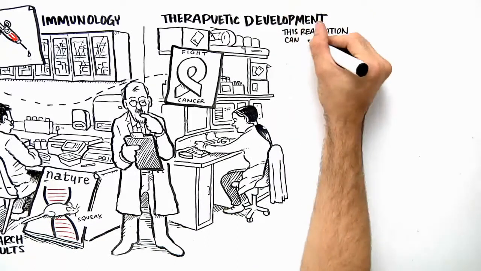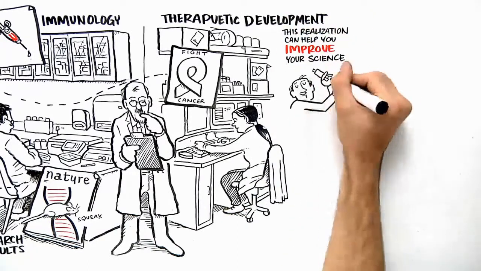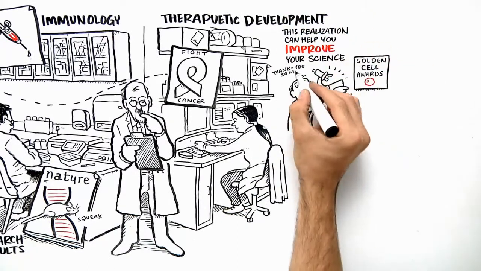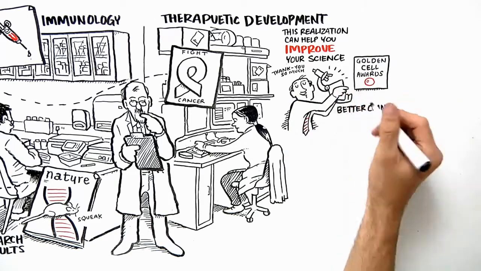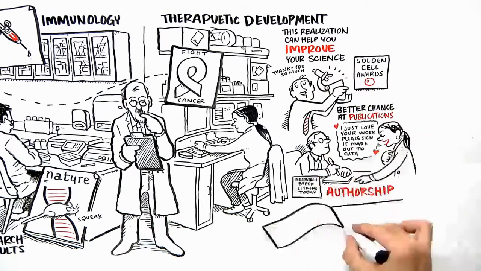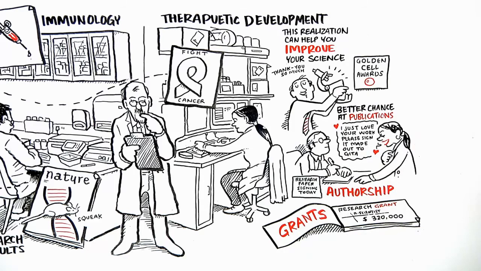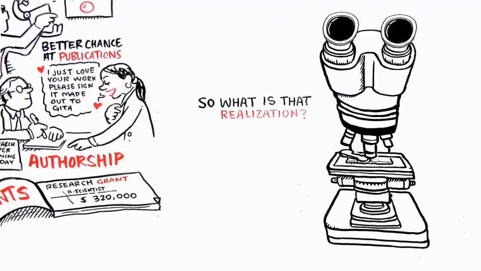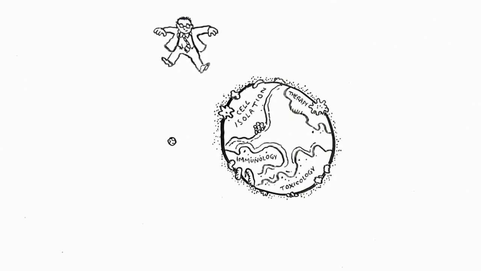This realization can help you improve your science, which is pretty good for all of us, but also may help you with a better chance of publications, authorship, and grants. So what's this realization? It's not that there is just one, but two worlds of technology when it comes to cell isolation. Two different planets.